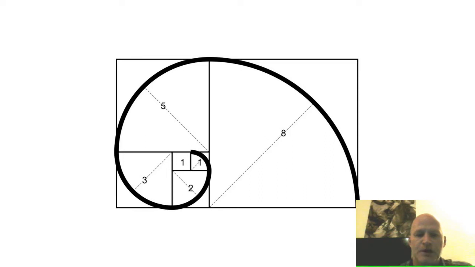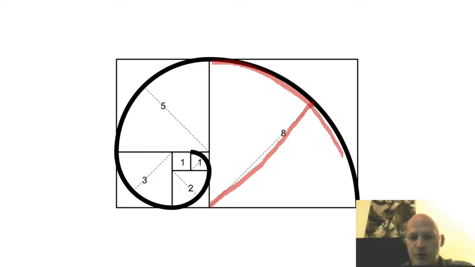There's another example of the Fibonacci spiral and how it is created. Here you can see, for example, that if we take 8, from the center point to the side, it will make a perfect quarter circle. The same with the block where 5, from there to there, will make a perfect quarter circle.